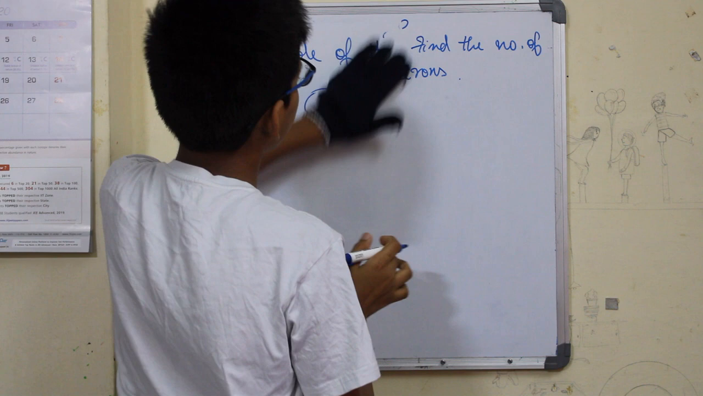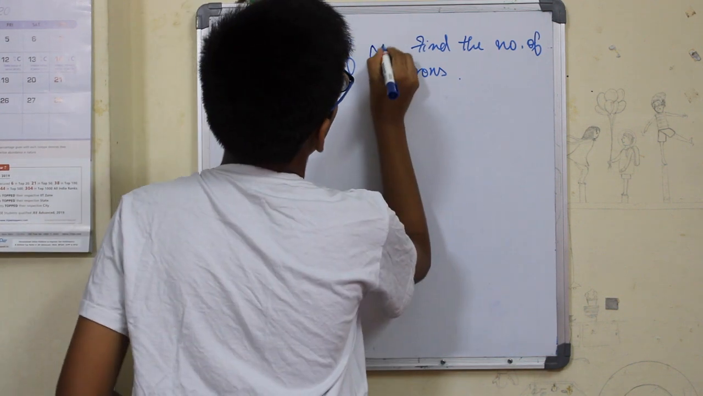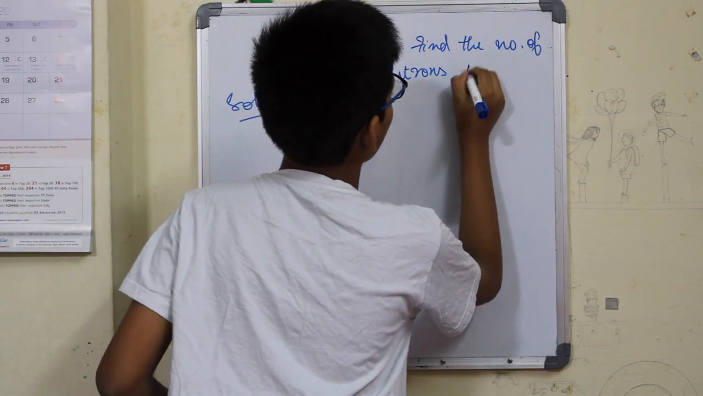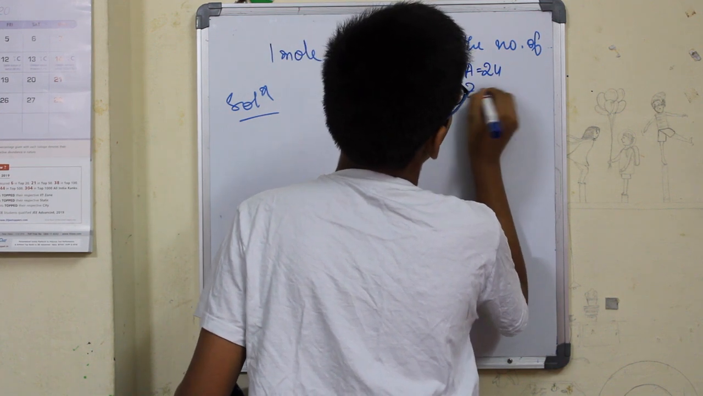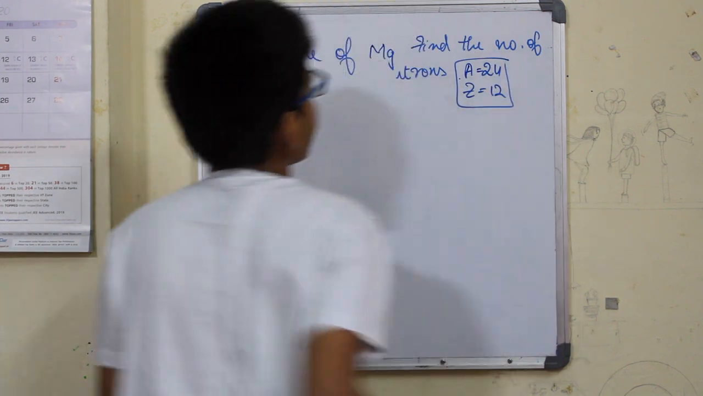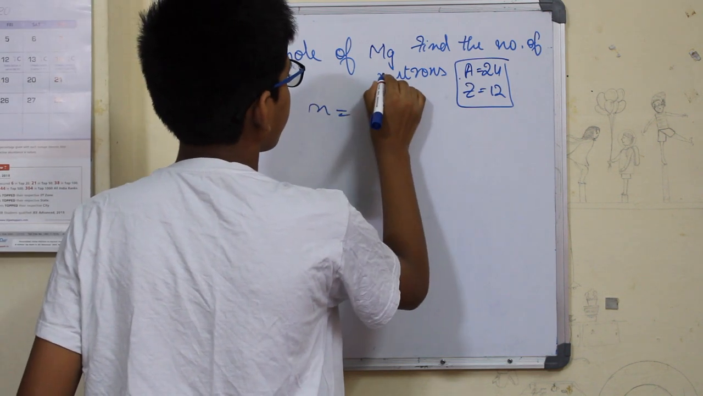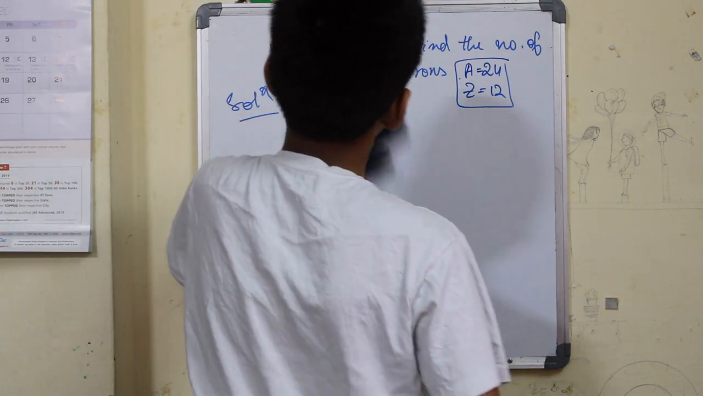Now, instead, for 1 mole of magnesium, find the number of neutrons. So for magnesium I will give you here: mass number is 24, atomic number is 12. Just find them. The neutrons will be 12. Okay, very simple. So there will be such questions.